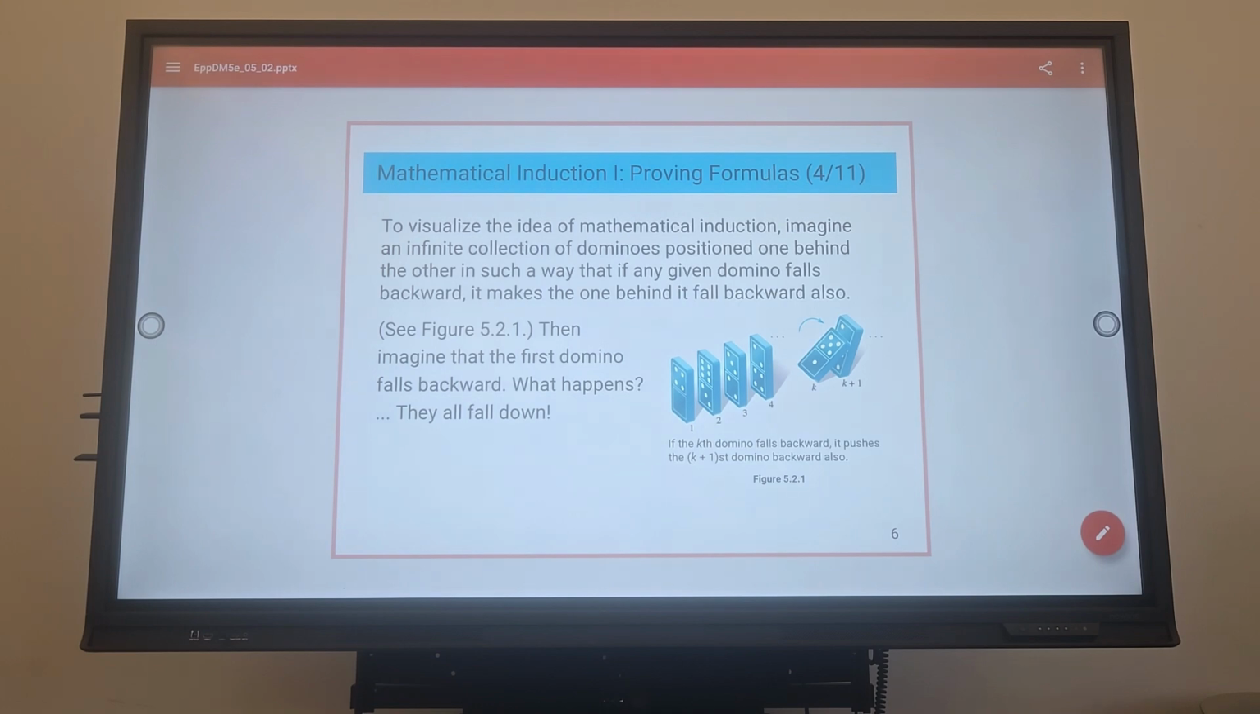To visualize the idea of mathematical induction, imagine an infinite collection of dominoes positioned one behind the other in such a way that if any given domino falls backward, it will make the one behind it fall backward as well. Then imagine the first domino falls backwards. Well, then they all fall down. If the kth domino falls backward, it pushes the k plus 1 domino backward as well.